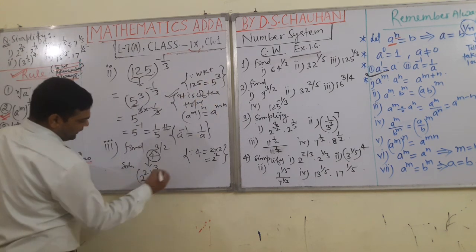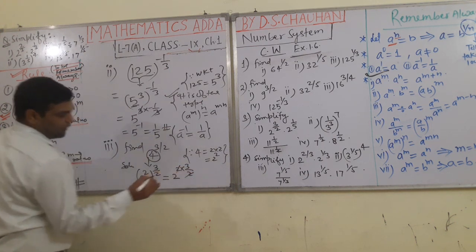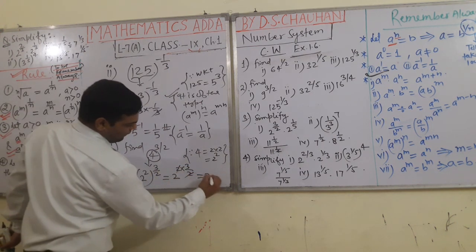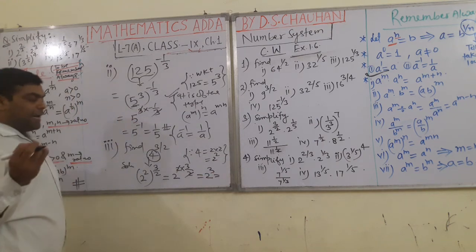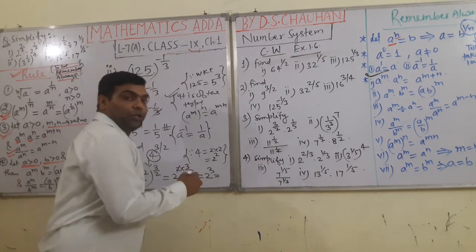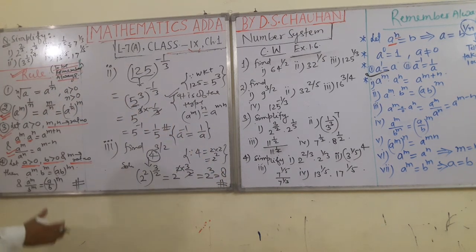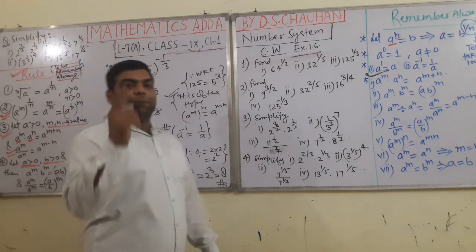What can we note down? 2 to the power 2 into 3 by 2. The 2 and 2 get cancelled. You have 2 to the power 3, which can further be written as 8. As we know, 2 cube is 8, that is 2 into 2 into 2. So 8 is the final answer. See, very easily we are able to solve this type of problem.